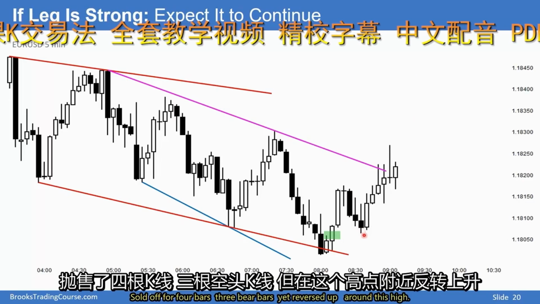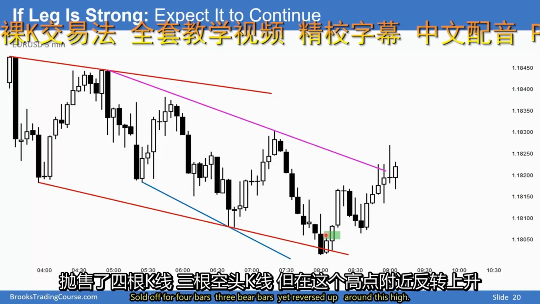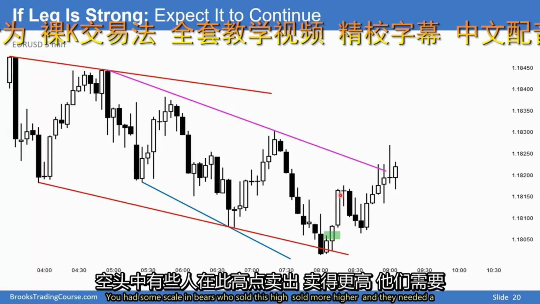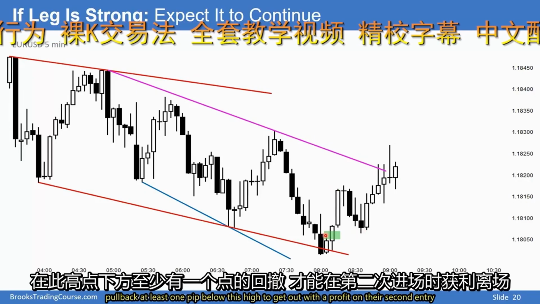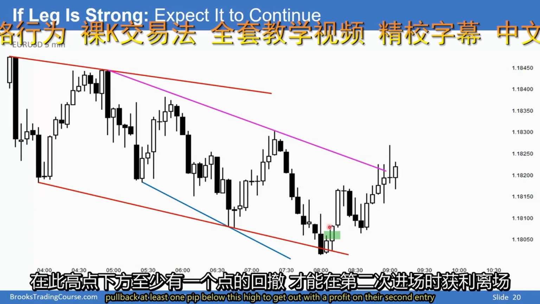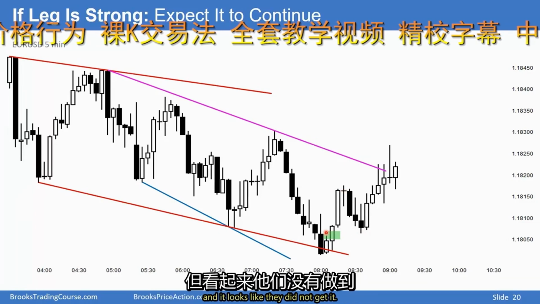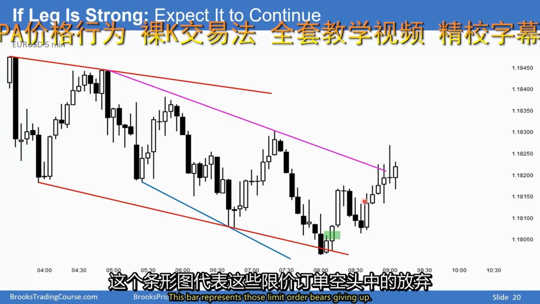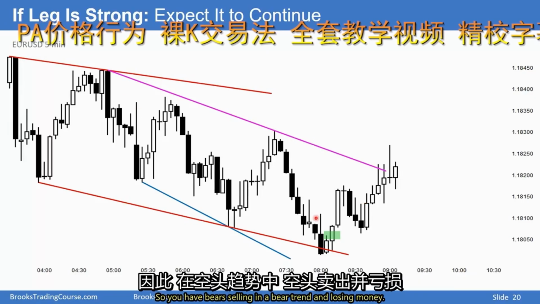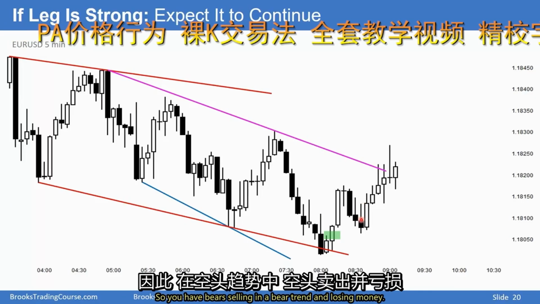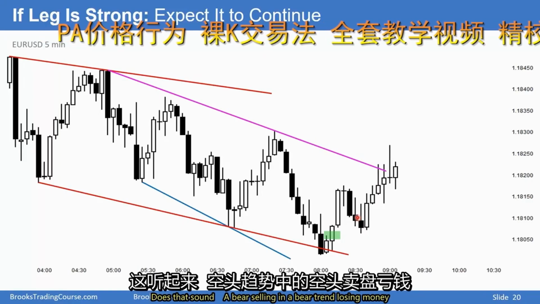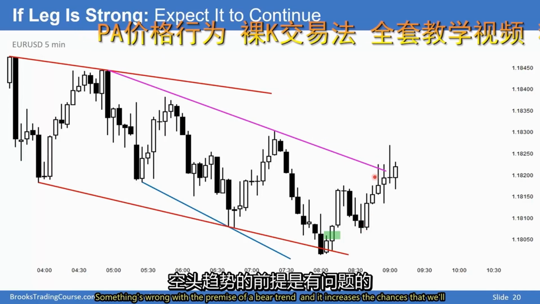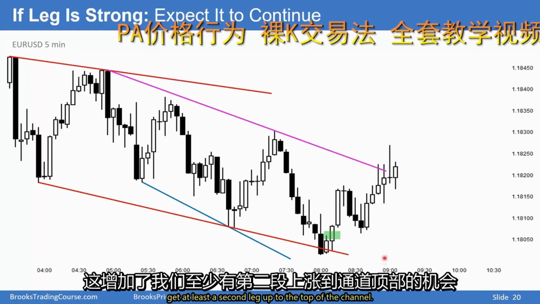Sold off for 4 bars, 3 bear bars, yet reversed up right around this high. You had some scale-in bears who sold this high, sold more higher, and they needed a pullback at least 1 pip below this high to get out with a profit on their second entry, and it looks like they did not get it. This bar represents those limit order bears giving up. So you have bears selling in a bear trend and losing money. Does that sound right? A bear selling in a bear trend losing money? Something's wrong with the premise of a bear trend, and it increases the chances that we'll get at least a second leg up to the top of the channel.